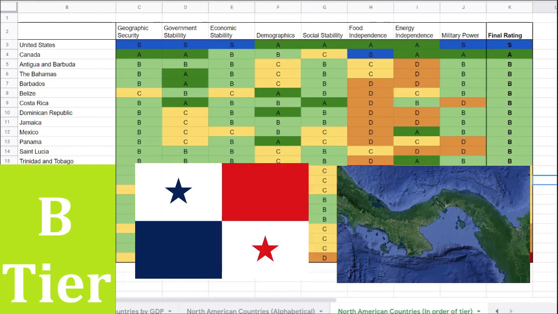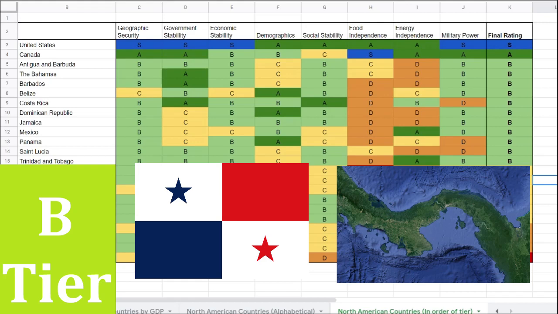Geographic security is B. Eastern border is secure. That's the border with Colombia, because there's no connections by land. No roads, no railroads, or anything. Very hard to invade from there. Northern border is secure. Guess why? They border Costa Rica, and if we remember, Costa Rica does not have a military. So that's pretty good. That's B tier.